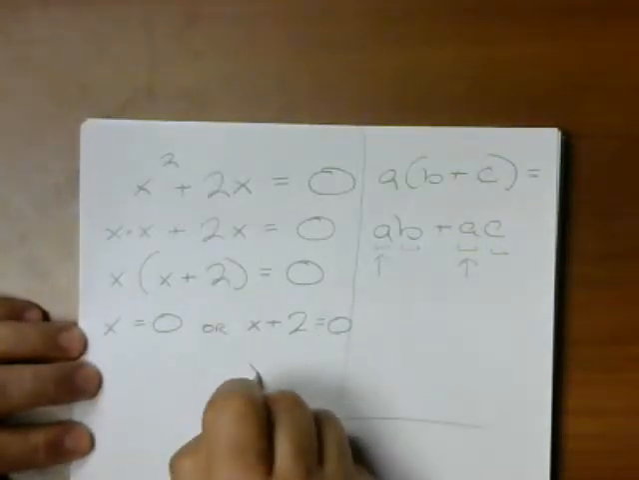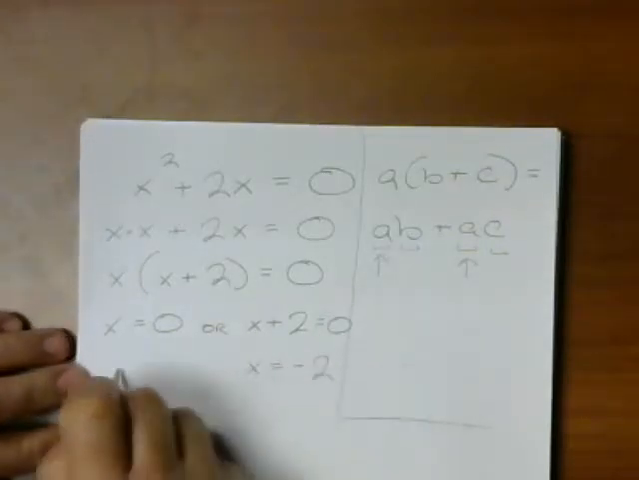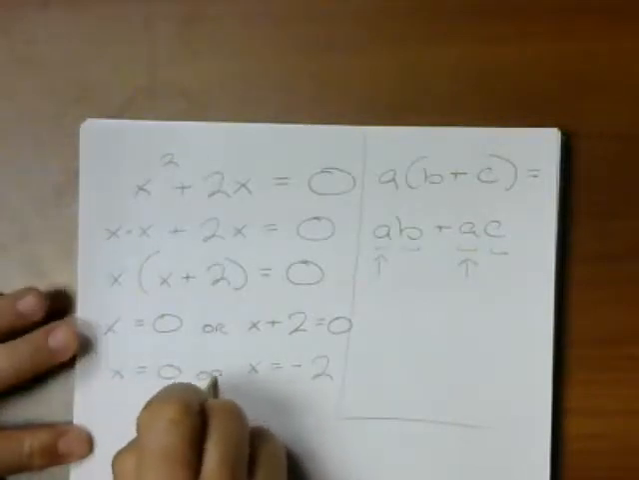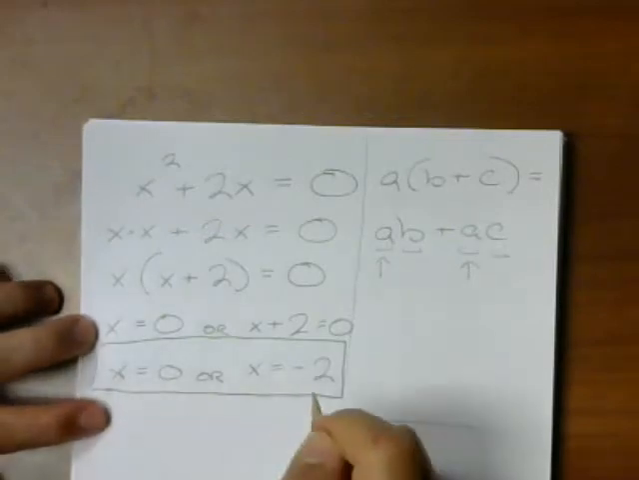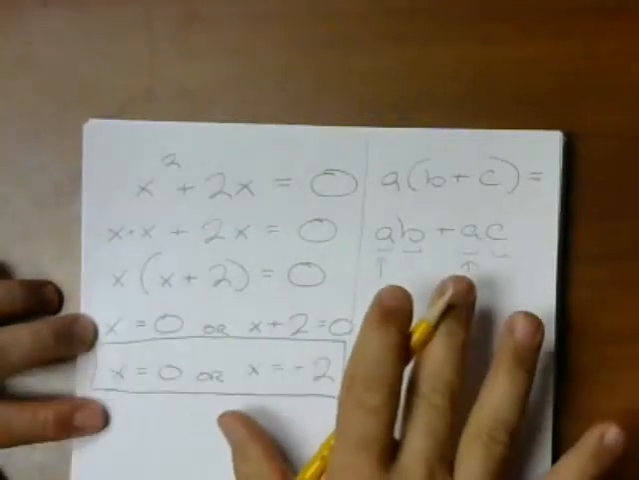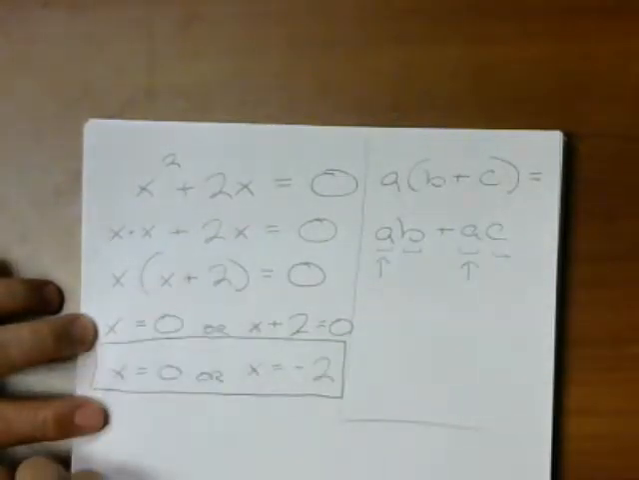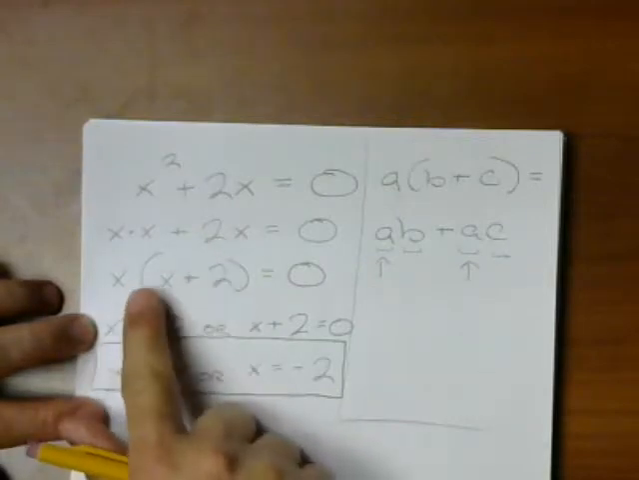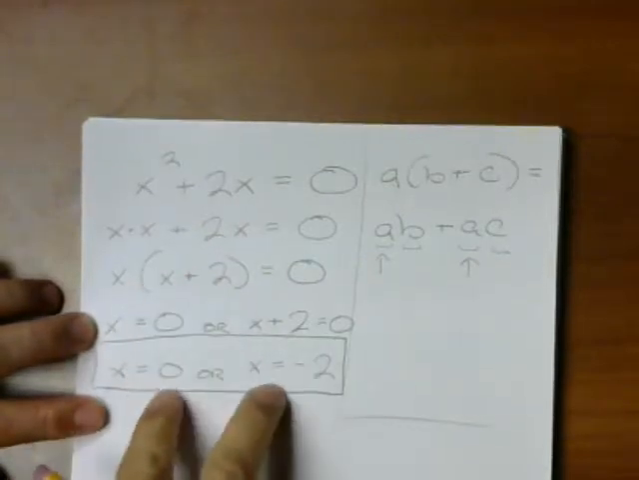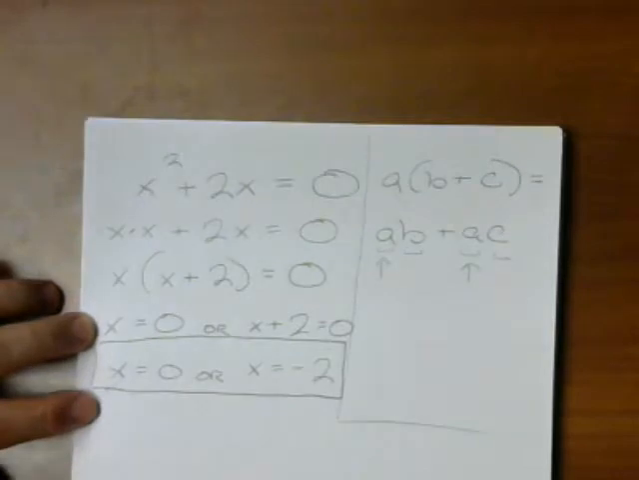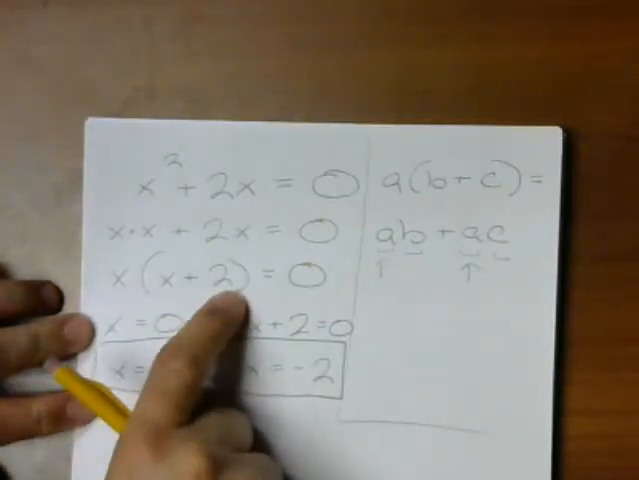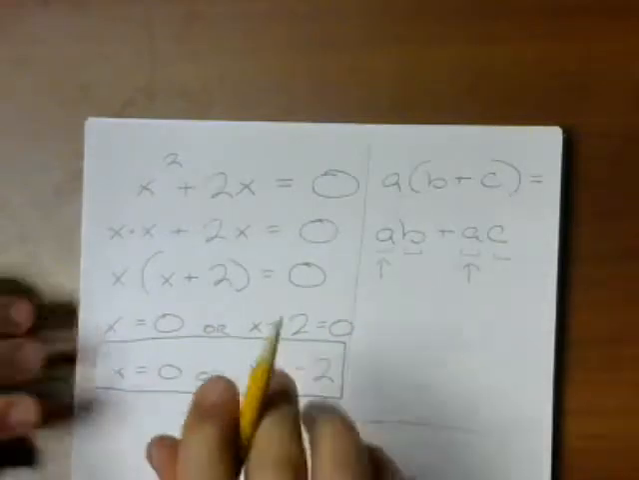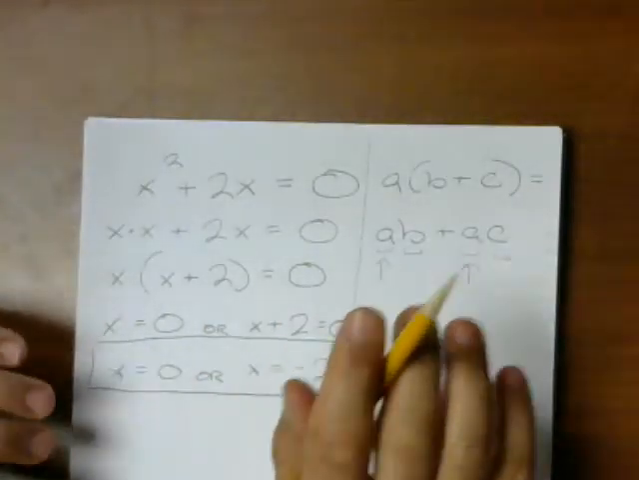Well, if x plus 2 is equal to 0, x is equal to minus 2, and this is my solution. I know there can be no other solutions because the only way this product could be 0 is if one of these two terms is 0. So this is it. I also know that these are both solutions because if either of these terms is 0, I get 0.